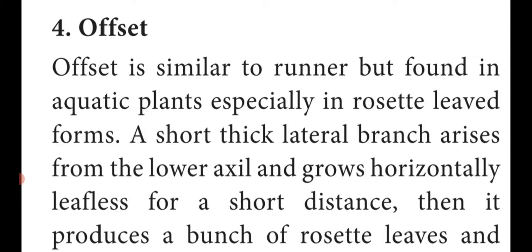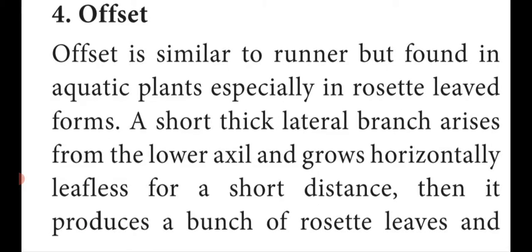The stem is very short and also thick. From that offset, lateral branches arise from the lower axil and grow horizontally with leaflets for a short distance. Then it produces a bunch of rosette leaves and roots below the soil. That is known as offset of subaerial modification.